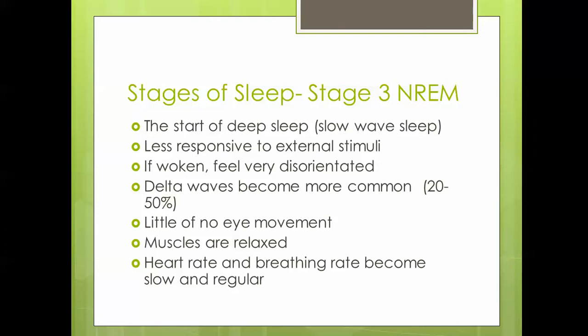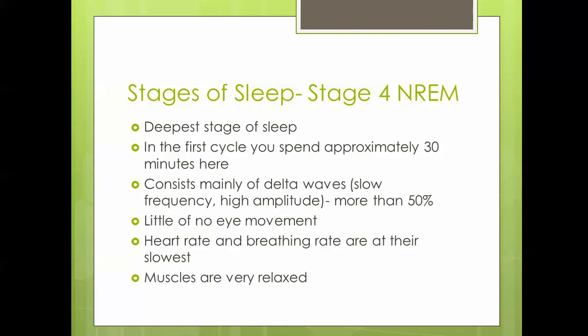So theta waves are still in there, but nearly half are becoming delta waves. Basically little or no eye movement, muscles are extremely relaxed, and heart rate and breathing rate become slower and regular. In stage 4 sleep, it's very similar to stage 3 sleep, except that now delta waves make up over 50% of this stage. So once more than half are delta waves, that's when you say that you're in stage 4 sleep. So it's the deepest stage of sleep.